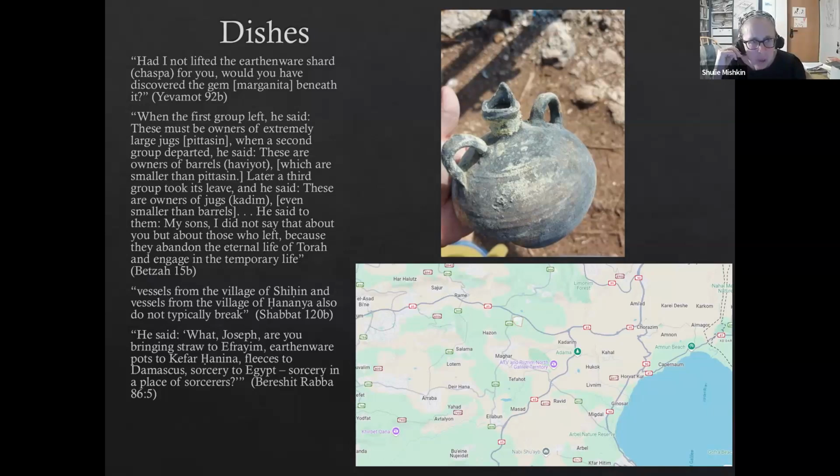If I hadn't lifted the earthenware shard, the chaspa, for you, would you have discovered the gem, the marganita beneath it? It's one rabbi saying to another, one guy says something so brilliant, and the other guy says, well, the only reason you knew that is because I said the thing that laid the groundwork for your brilliant insight, right? I lifted up that chaspa so you could find the pearl underneath. So it gives you a sense, what's the most common item?